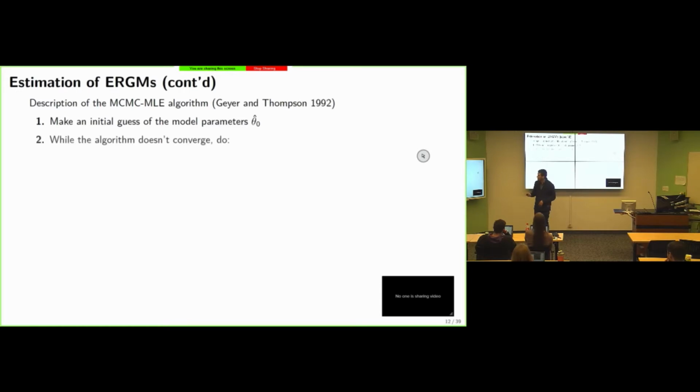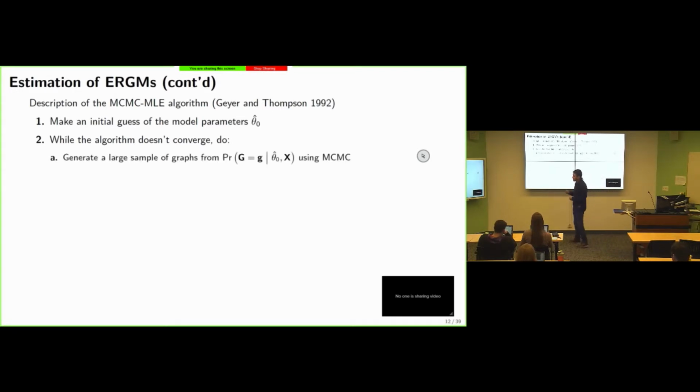So in the case of the MCMC MLE algorithm, what they do is first make an initial guess of the parameters of the model. In particular, they use what's called the maximum pseudo-likelihood, which essentially means just running a logistic regression. That is bad because it doesn't take into account the Markov dependencies, but they use it as a starting point.